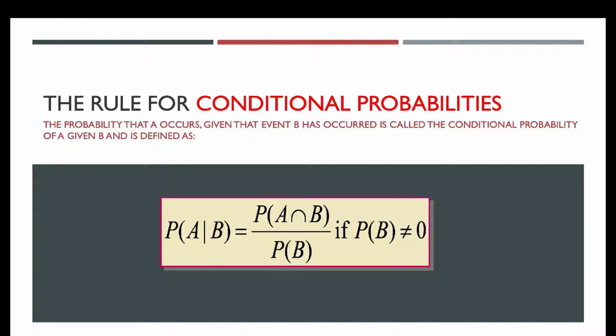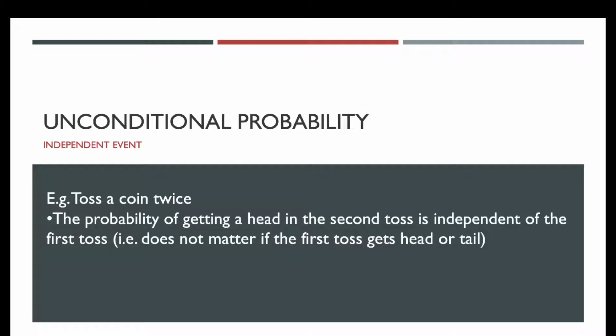That's how you remember it, just in case you forget which one is P(A) and which one is P(B). Next up is unconditional probability, which is the independent event. For example, toss a coin twice. The probability of getting a head on the second toss is independent of the first toss. No matter how many times or how hard you toss it, it is not going to influence your first or second toss.